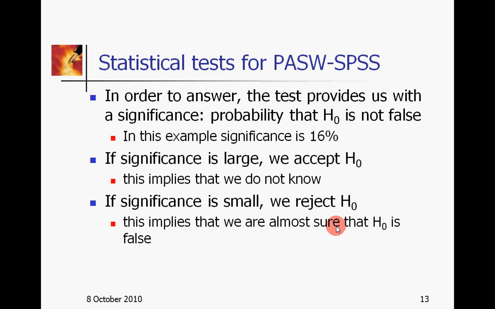So significance is a tool, a numerical tool, which lets us decide. Typically, in this example, the significance was 16%. Typically, you take 5% as a limit, and if significance is below 5%, you reject. So you say that H0 is false. If significance is above 5%, you accept. So you say that H0 could be true.